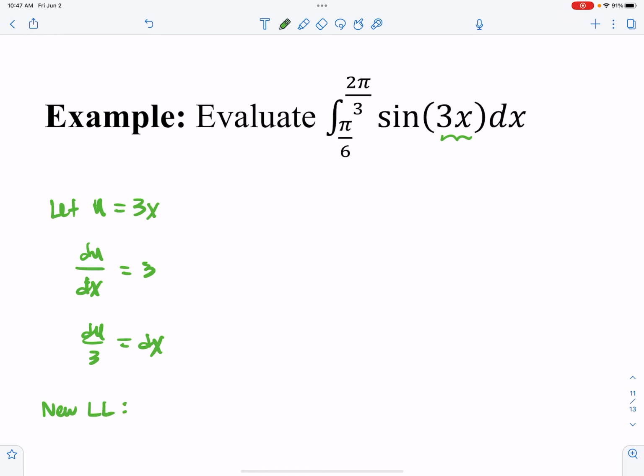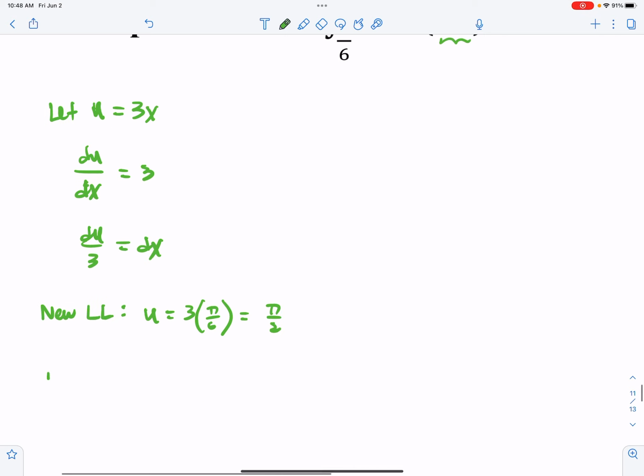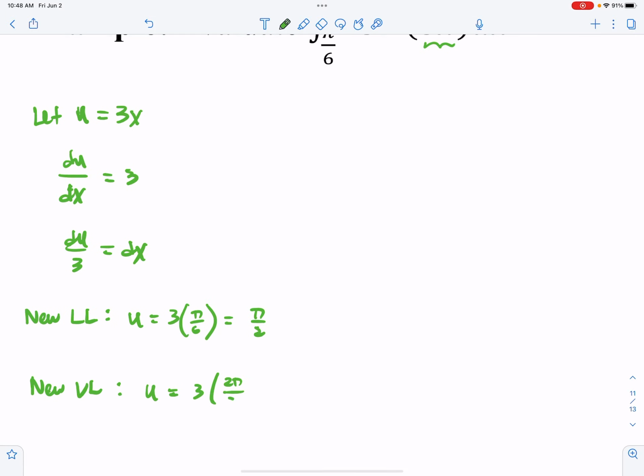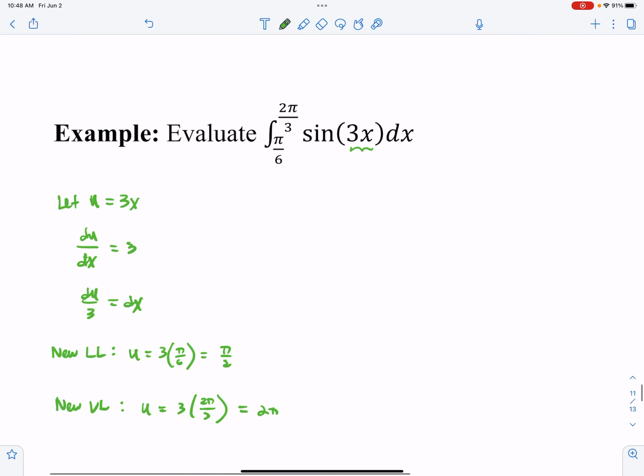So our new lower limit will be u equals 3 times pi over 6, which would be pi over 2. And our new upper limit would be 3 times 2 pi over 3, so 2 pi. So rewriting our integral here, pi over 2 to 2 pi, sine of u, du over 3. I can pull the 1/3 out.